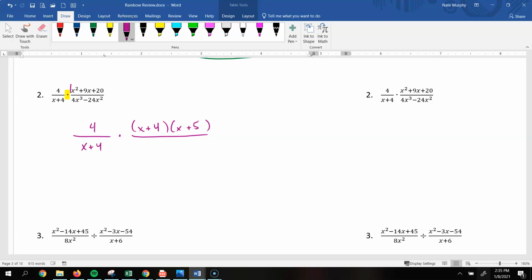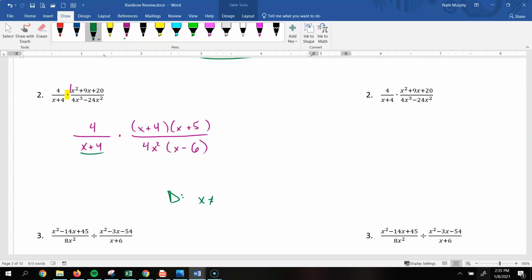In the denominator, I see that everything's divisible by 4, and I also see that we have at least an x squared there. So I'm going to factor out a 4x squared, and that leaves me with x minus 6 in the denominator. Okay, so before we do anything else, we want to identify any restrictions in our domain.